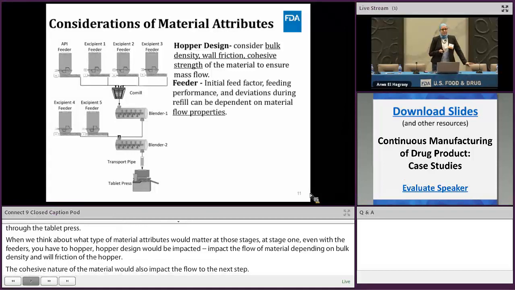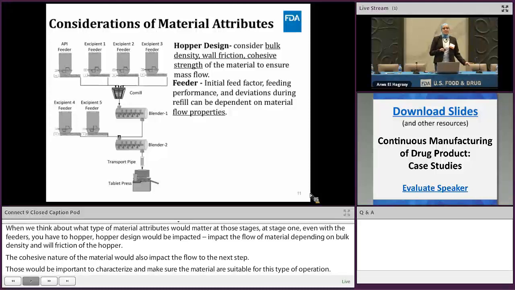The feeders, there are different designs for the feeders, the screw elements of the feeder. Different materials require different types of screw elements that can facilitate the flow of material continuously from the feeder.